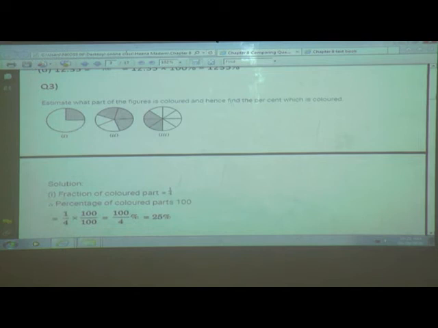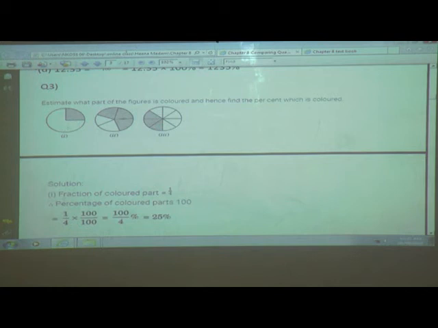We are having some fractions here. Estimate what part of a figure is colored. Here we are having a figure, and hence find the percent which is colored. You know the fraction, you can say here what will be the fraction, but that fraction should be converted into a percentage. So first what we will do, we will try to solve one by one. So we will try to solve this first one.